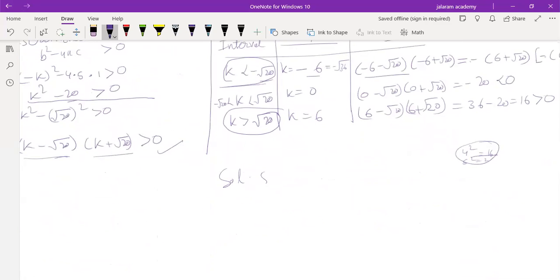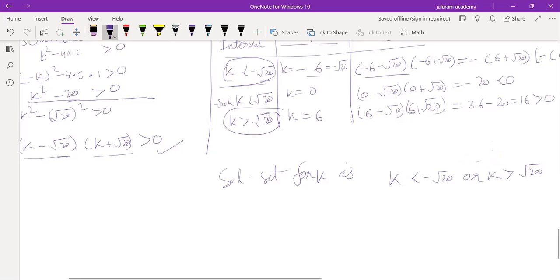So the solution set for k, sorry, it's not x, it is k, has infinite solutions: when k is less than minus root 20 or when k is greater than root 20. Both are the correct answers. These are not the only two solutions; all of these intervals are correct.